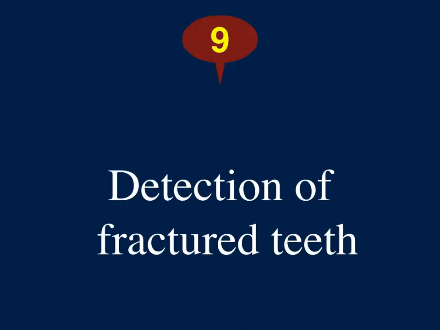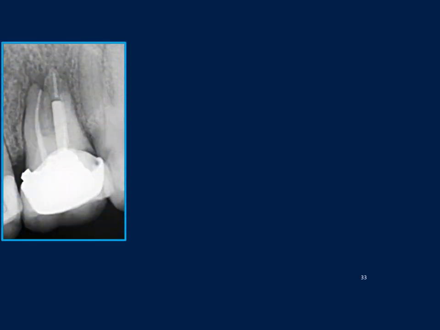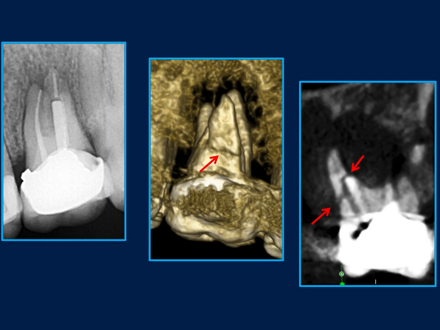The ninth cause of usage of CBCT is to detect a fractured tooth. CBCT imaging seems to be generally advantageous in the diagnosis of horizontal root fracture. So if you look at this case here, this patient suffered of pain. When you take X-ray, the root canal looks fine, but I need additional information. Let's take cone beam. You can notice here we have a horizontal fracture in the palatal root, and this tooth is for extraction, unfortunately.